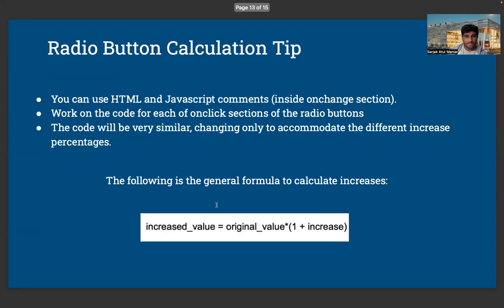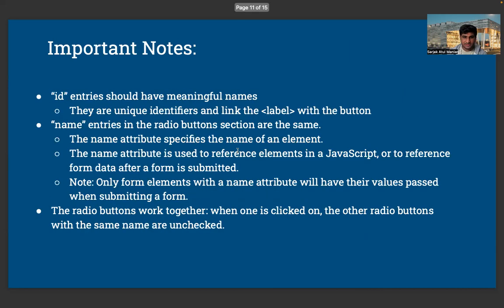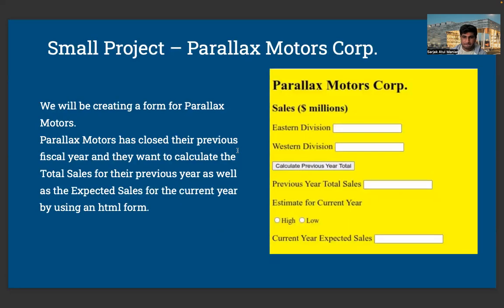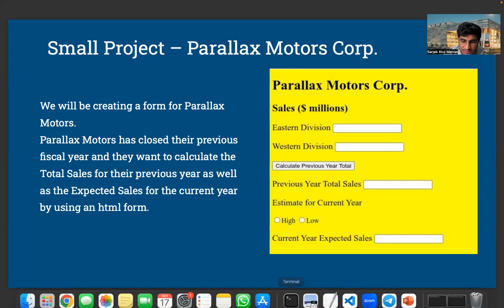So over here, there's a small tip for you guys to work on the radio buttons. It says that the code would be very similar, but you just have to change it to accommodate the different increased percentage. So this is the formula which you're going to use. It says increased_value is equal to original_value multiplied by 1 plus increase, right? So I'm going to show you how the code looks for this implementation in JavaScript in a while. But before that, I want you guys to try it out in your system. Until then, let me stop sharing the screen and I'll show you the output. Just give me a moment.